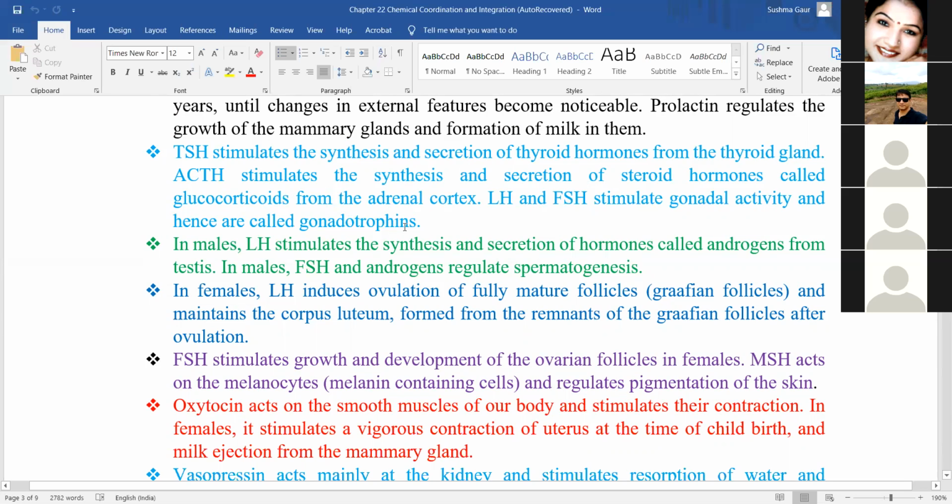So if you are asked to give an example or give names of two gonadotropins, then you have to write luteinizing hormone and follicle stimulating hormone. Okay, and glucocorticoids means the hormones that will produce steroids.